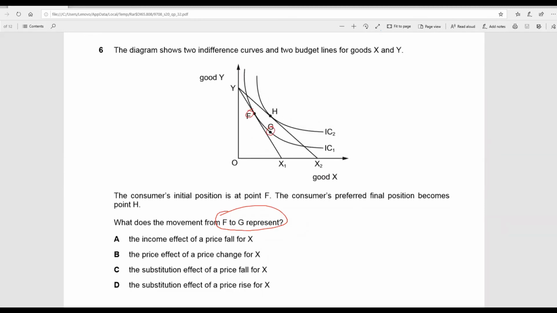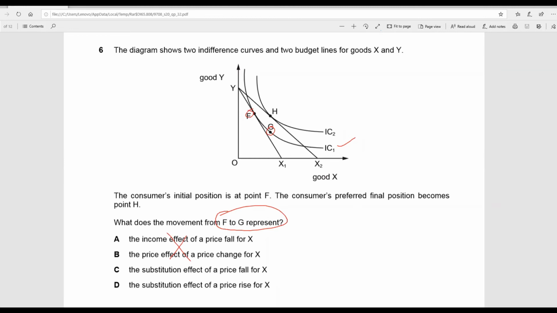Since we can see that equilibrium is taking place at two points on the same indifference curve, IC1, this happens in case of substitution effect. So one thing is clear, it will be a substitution effect. So we can cross out the first two options, which say that it is an income or price effect. So option C or D can be the correct answer. Option C says the substitution effect of a price fall of X.